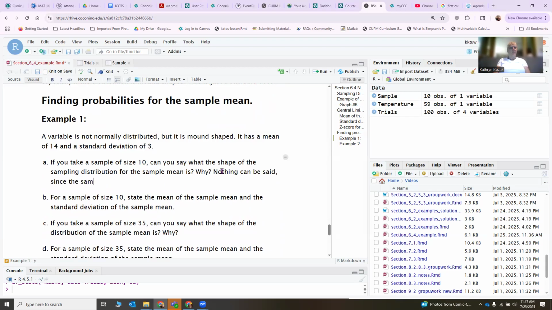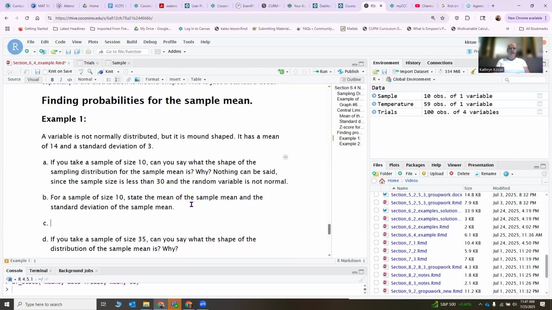Since the sample size is less than 30 and the random variable is not normal, we can still calculate some things. So for a sample of size 10, state the mean of the sample mean and the standard deviation of the sample mean. So let's go ahead and look at that.